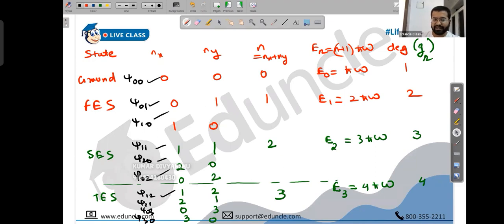Here it will be 1 by 2, 1 by 2. Here it's 1. Here it will be 1 by 4, 1 by 4, 1 by 4, 1 by 4. They all will be equally probable. This theorem is also known as the equal a priori probability theorem, something like that. It's called a priori. So basically all these states are equally probable. It's not that one of them is more probable and one of them is less probable. All of them will have the same probability.